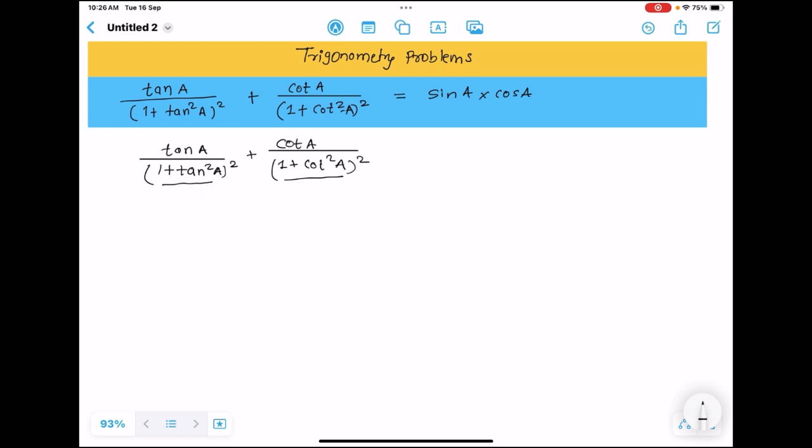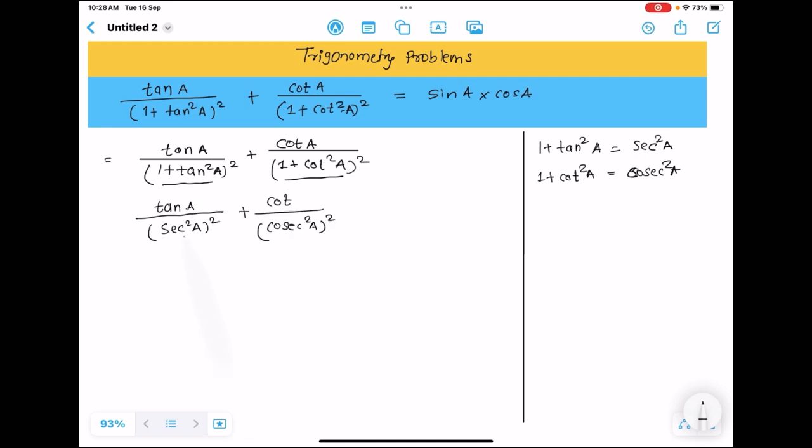Do you see trigonometric identities in this? Yes. 1 plus tan square A is equal to sec square A and 1 plus cot square A is equal to cosec square A. You can watch our videos on trigonometric identities again for better understanding. (Tan A upon sec square A) whole square plus (cot A upon cosec square A) whole square.